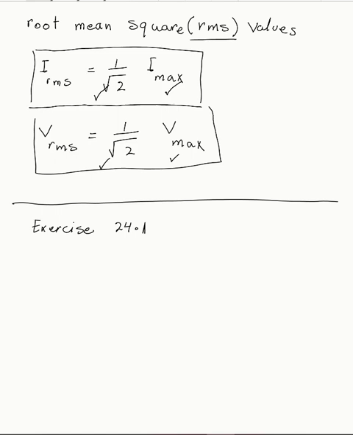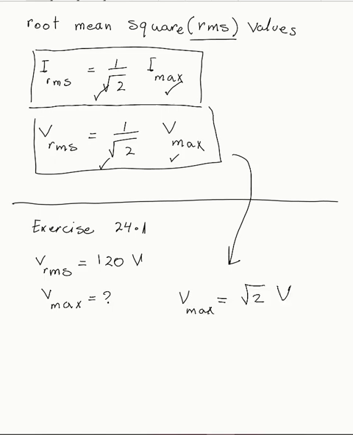Alright, now take a look at exercise 24.1. It says that typical household circuits operate with an RMS voltage of 120 volts. What is the maximum or peak value of the voltage in these circuits? Okay, so this is a straightforward problem. So we have V RMS to be 120 volts and we're looking to find V max. So from this equation here, you can write V max to be square root of 2 times V RMS. So this is easy, just plug in the numbers and then your answer is 170 volts.